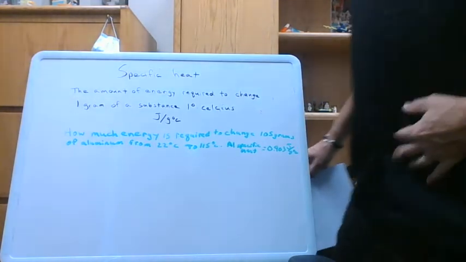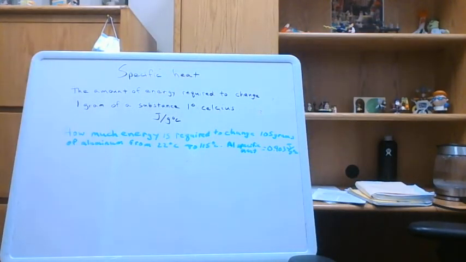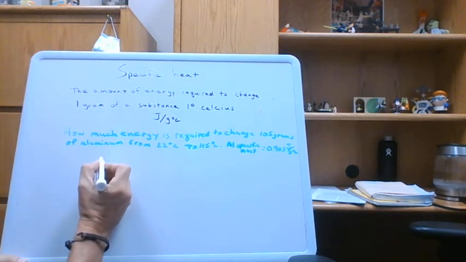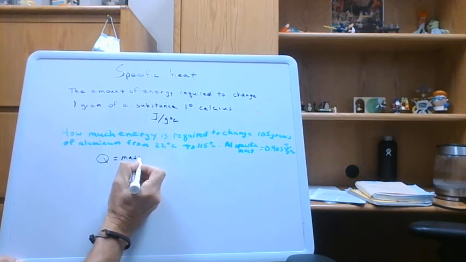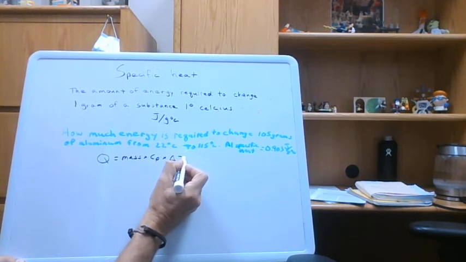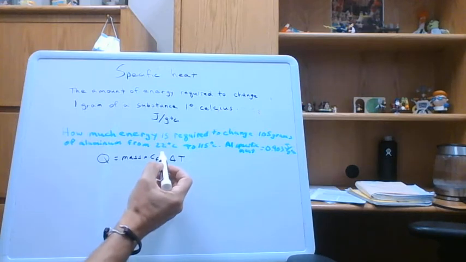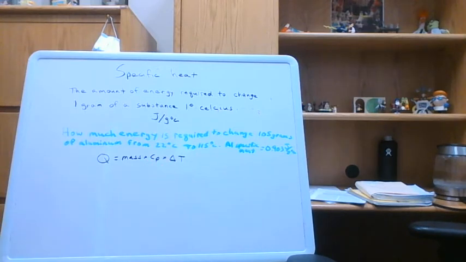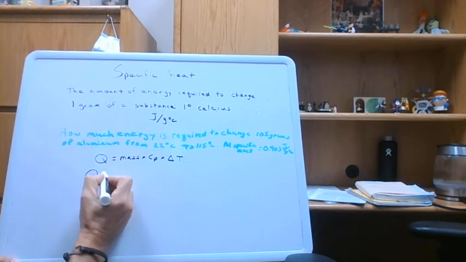How much energy is required to change 105 grams of aluminum from 22 degrees to 115 degrees? So remember that Q is the heat, so it's the mass times the specific heat times the change in temperature, and that's the final temperature minus the initial temperature. So here we're going from a low temperature to a higher temperature, so our change in temperature is positive. The temperature has increased.